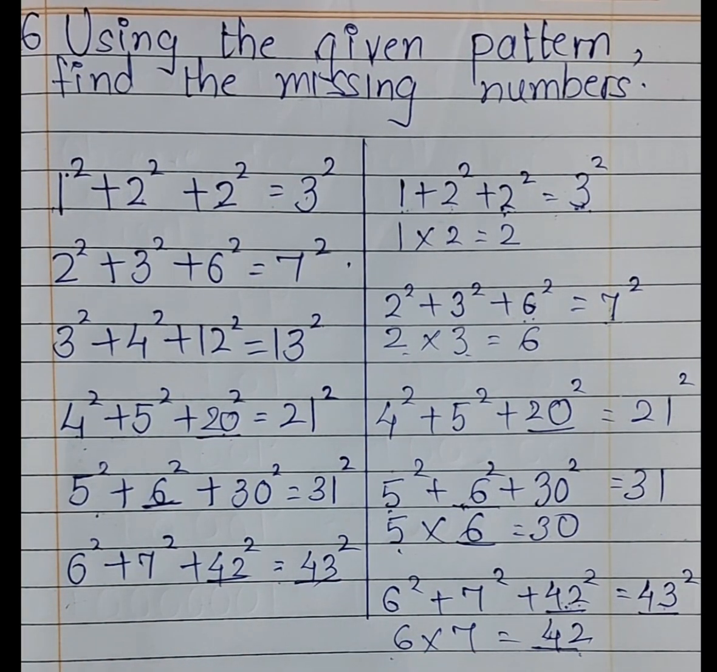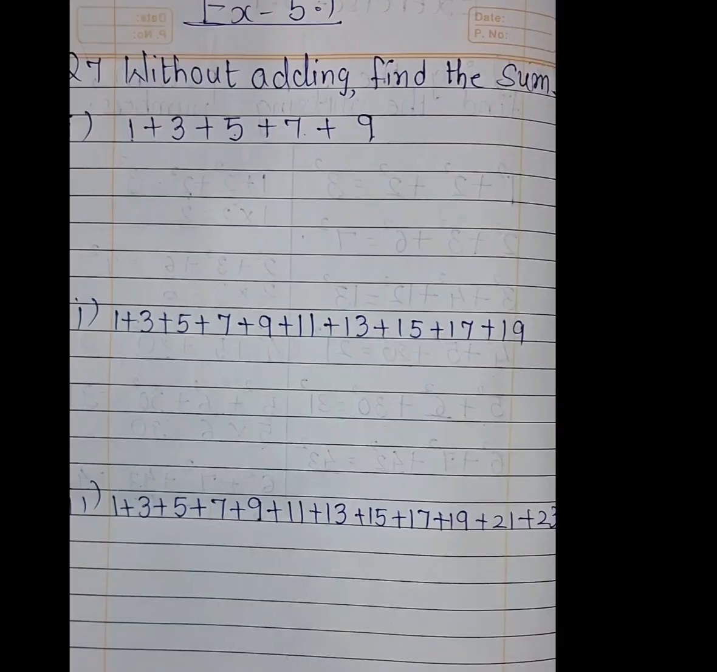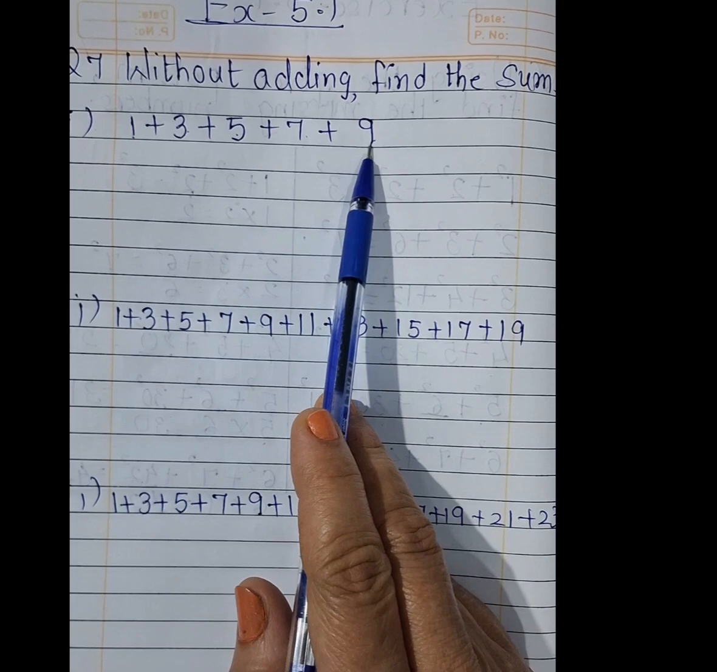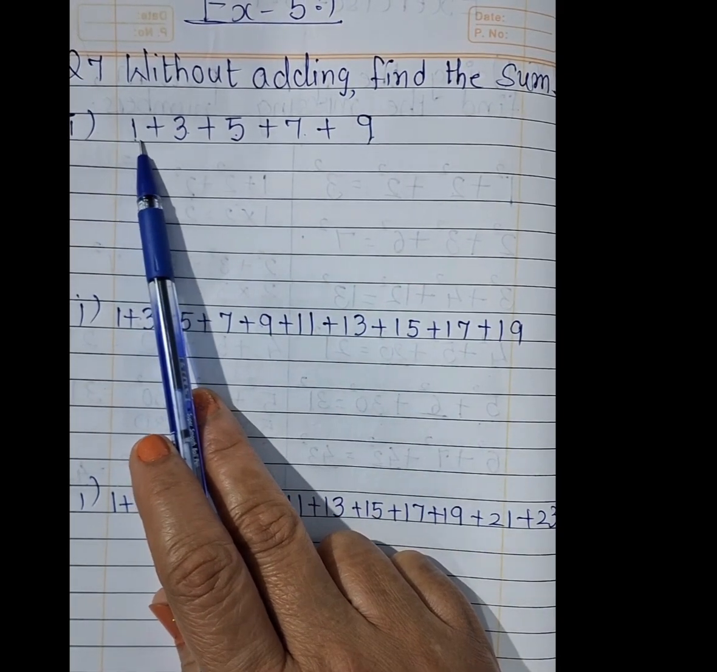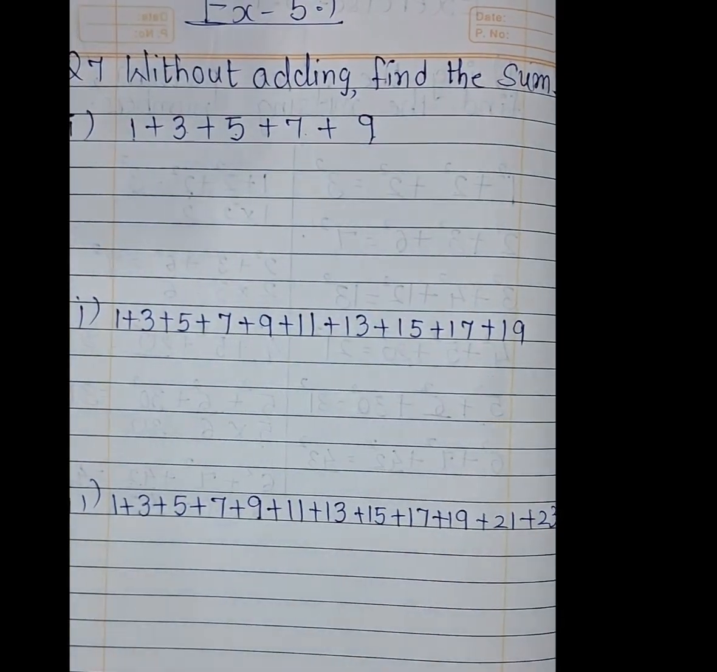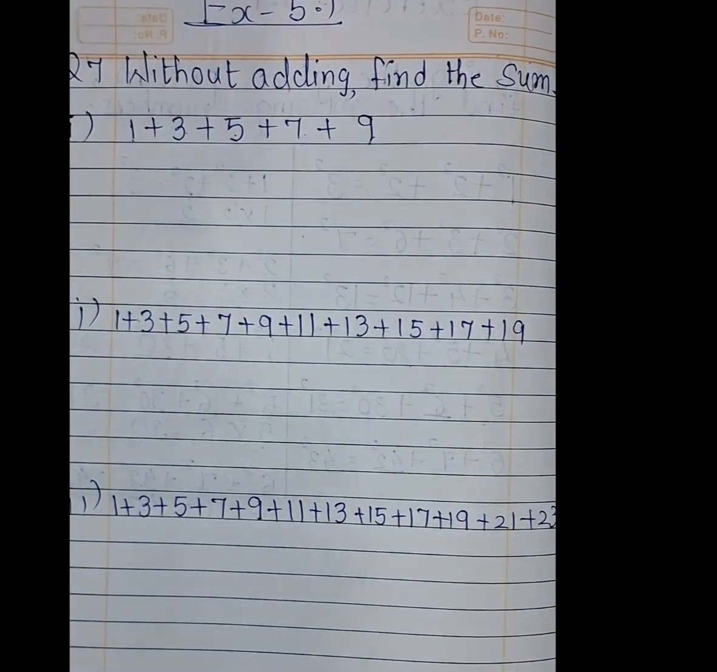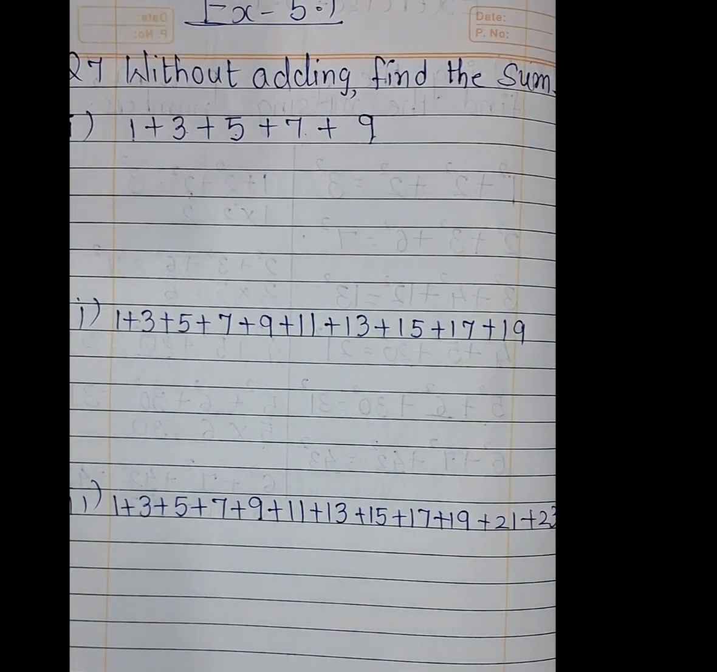Now moving on to the next question, question number 7. Okay, students, now moving on to question number 7. Question number 7 says, without adding, find the sum. You can see that they have asked to find the sum. Sum means addition; the answer in addition is always called the sum. So we have to add these numbers and find the answer, but without adding them. There is a very simple method.